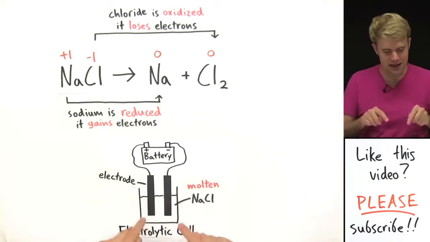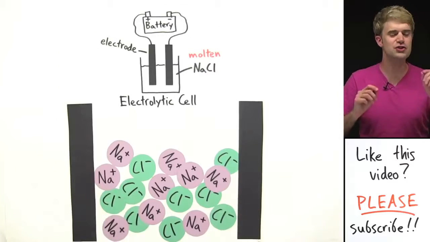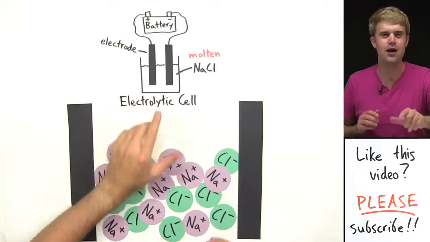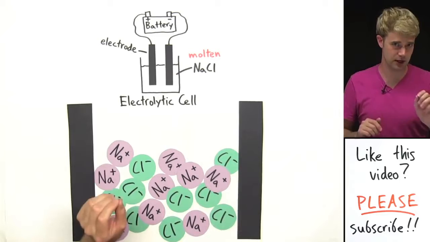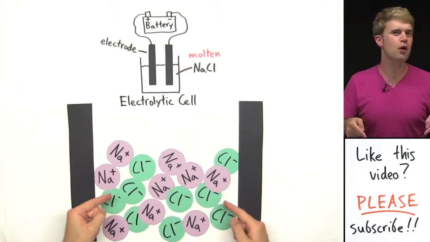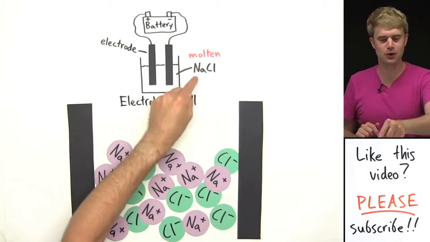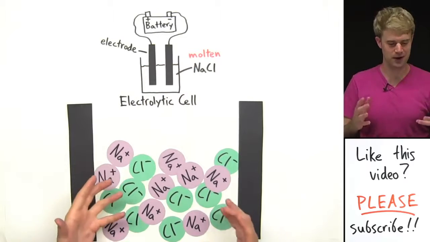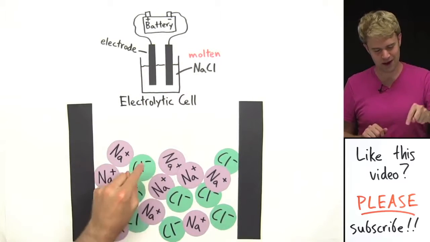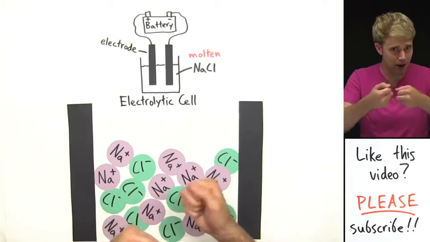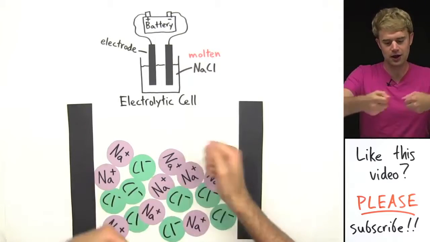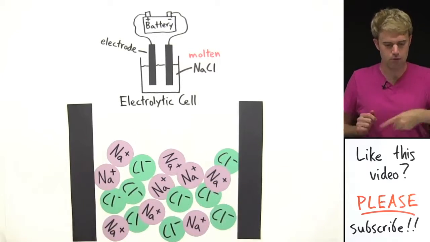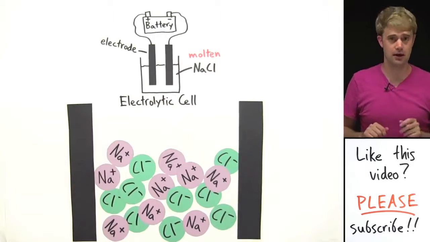Now let's zoom in on this a little bit more. If we could zoom in to the sodium chloride millions and millions of times, this is what we'd see. The sodium chloride is molten or liquid, which means that the sodium and the chloride ions have come apart from each other and they're in constant motion moving around in this container.